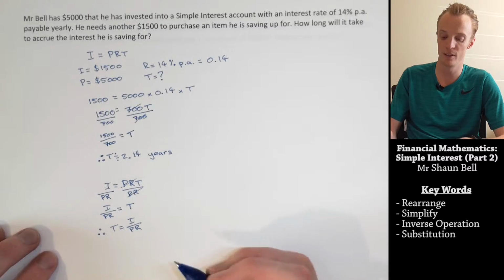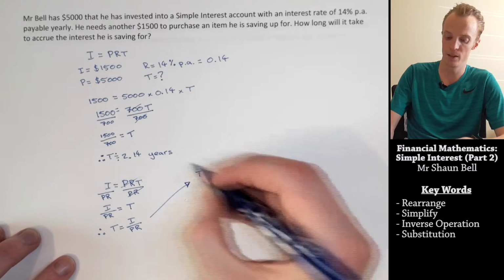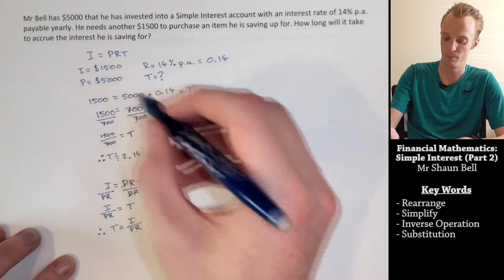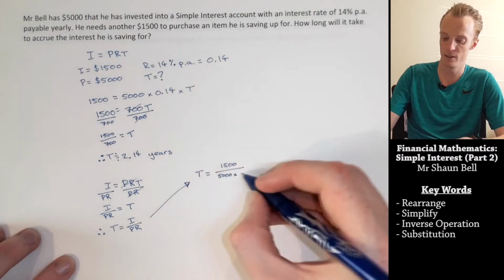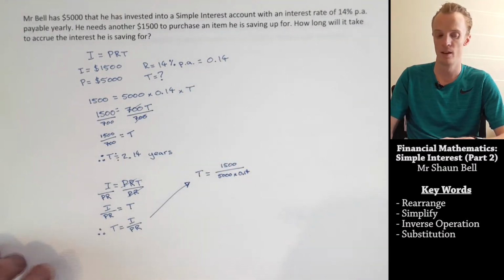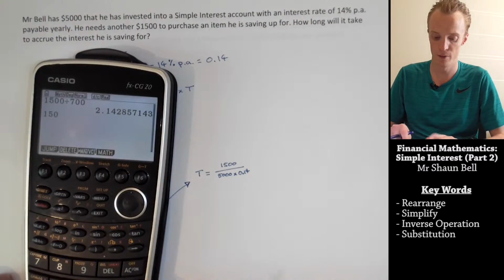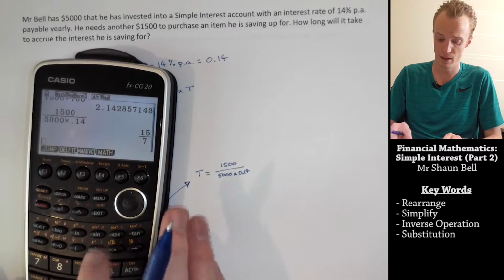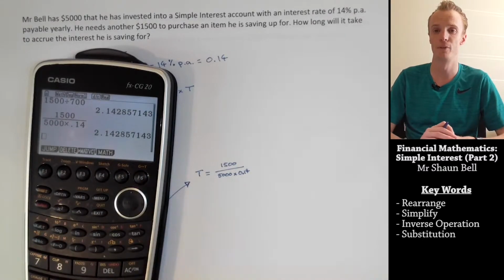So let's check this by using substitution. If we take this formula, we don't know what the T value is, but I is 1,500, our P is 5,000, and our R is 0.14. So let's put this into our calculator and see what we get. We've got our 1,500, that's going to be divided by 5,000 times 0.14, and look, if I press this button just here, it'll bring the same answer that we had before.